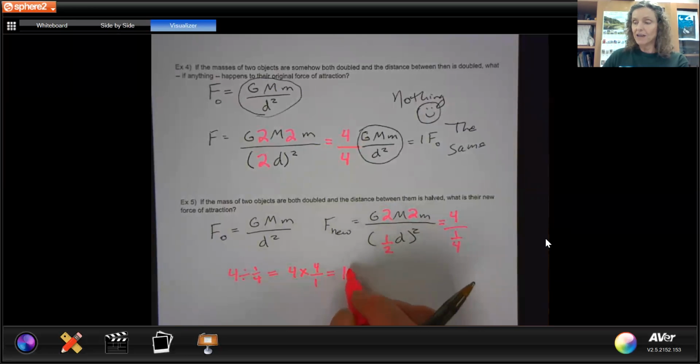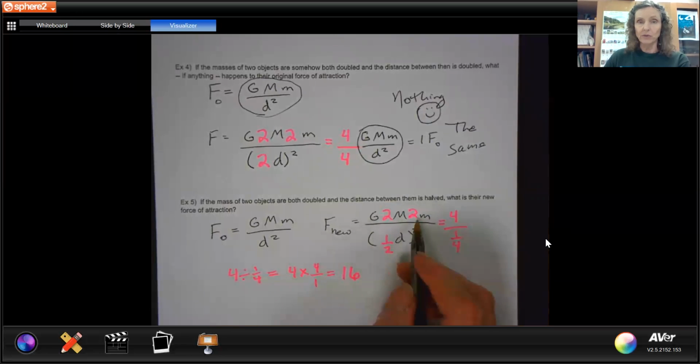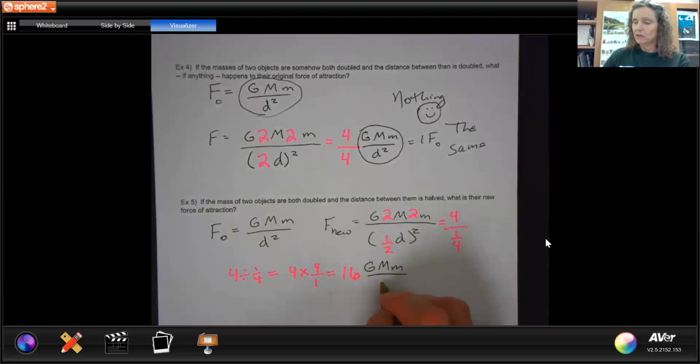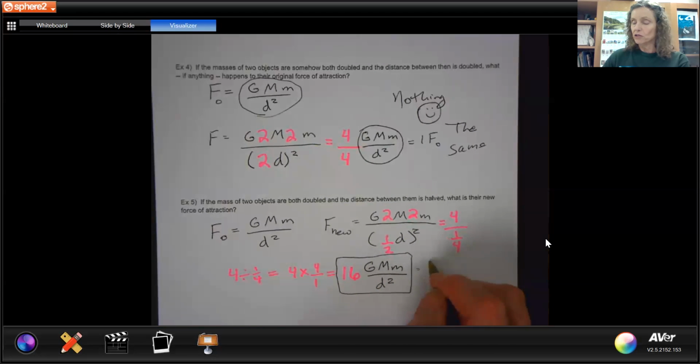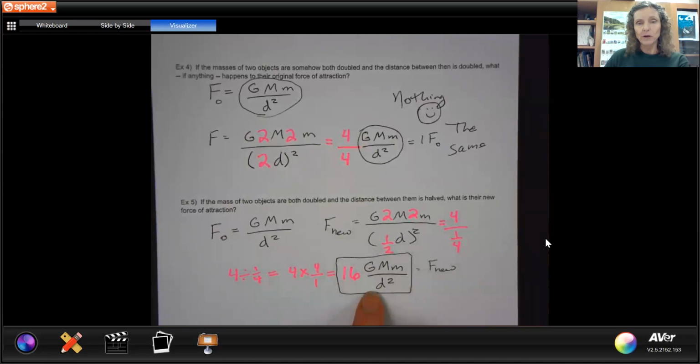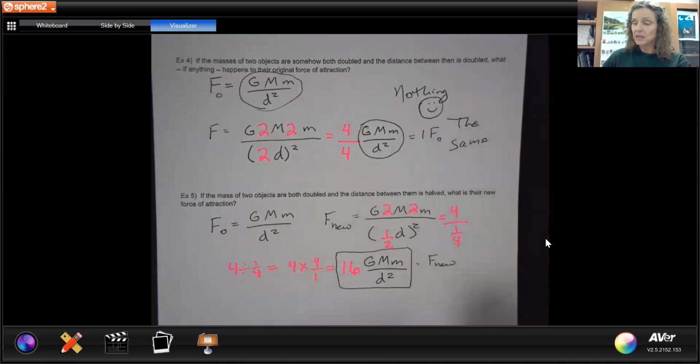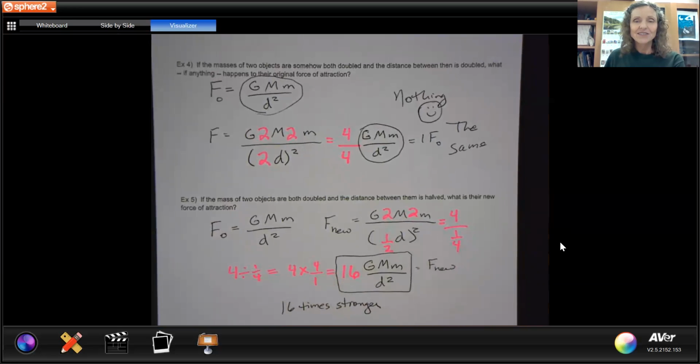So what we actually have now is a 16 in front of the letters that we had before. Big G, big M, little m over D squared, right? This is our new gravitational force. Okay? It is 16 times the original one. So it becomes 16 times stronger. So remember, you know how to work with fractions. Okay? So there you go.